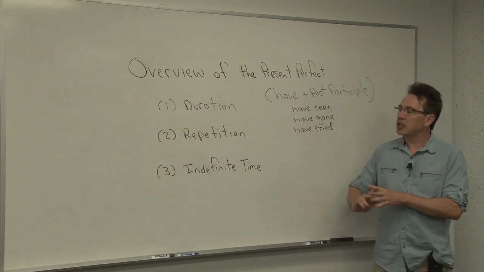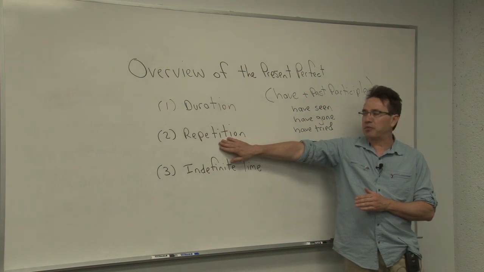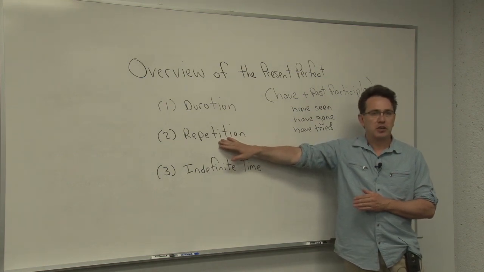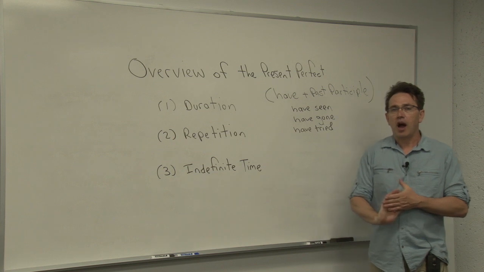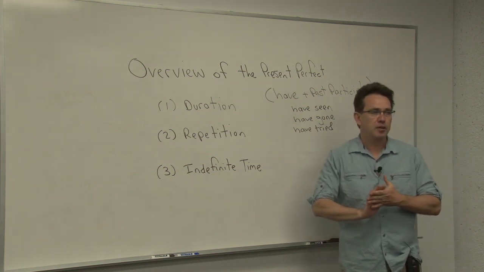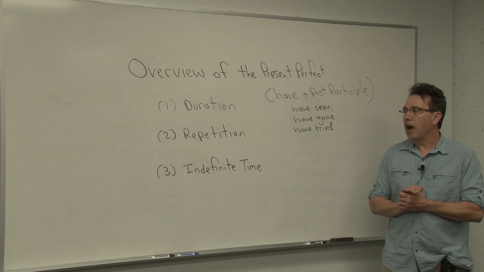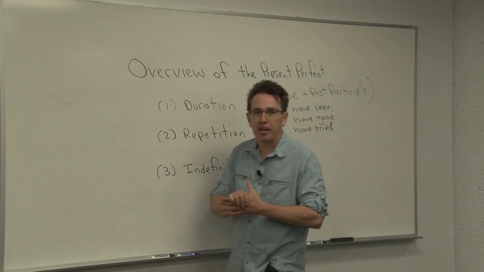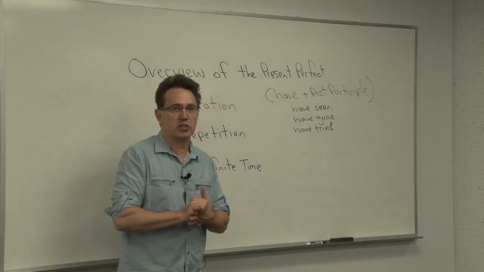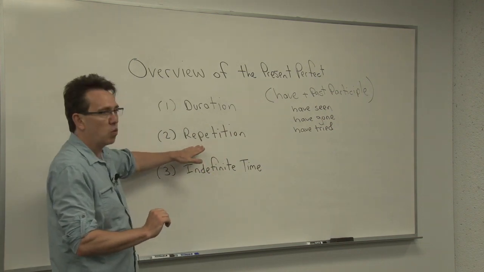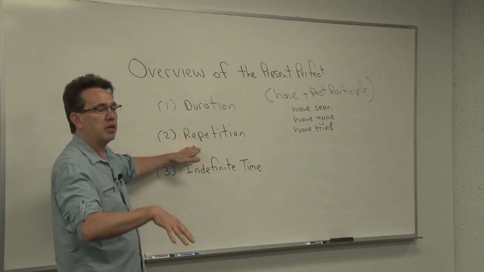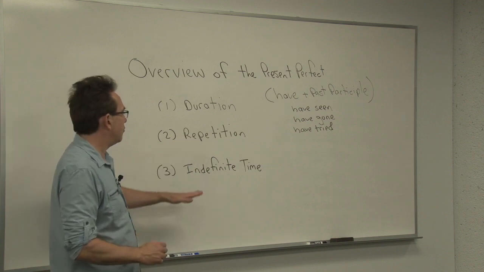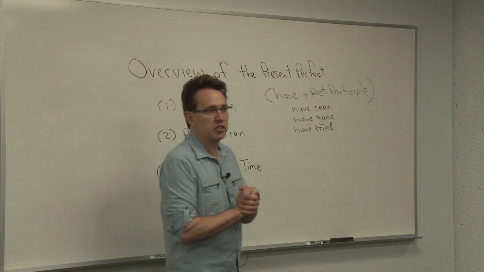Okay? The second part of the present perfect would be repetition. So we use it to talk about something that I may have done more than once. Okay? So I have eaten falafel many times. Or I have tried kimchi jjigae on several occasions. So I use it for repetition where it isn't just one time in the past, but it may be several occasions. And finally, we have indefinite time.